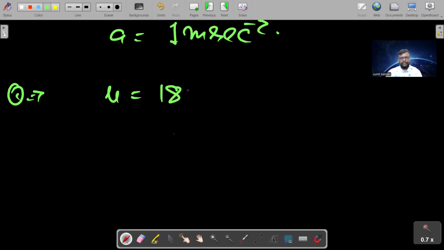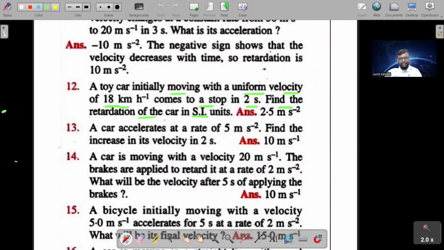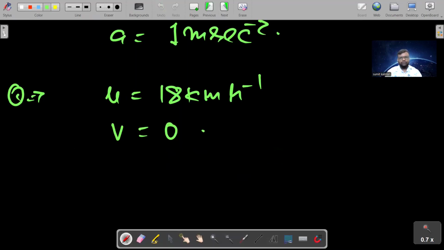Initial velocity is 18 km per hour. What is the final velocity? Final velocity is 0 because it is given in this problem. A toy car is initially moving with a uniform velocity of 18 km per hour and comes to a stop in 2 seconds. So what is the time here? 2 seconds.